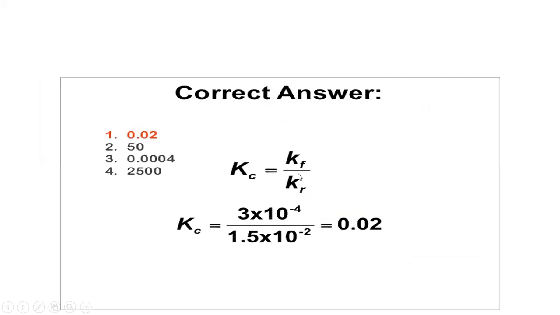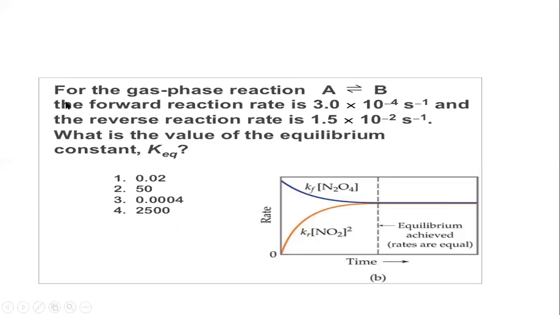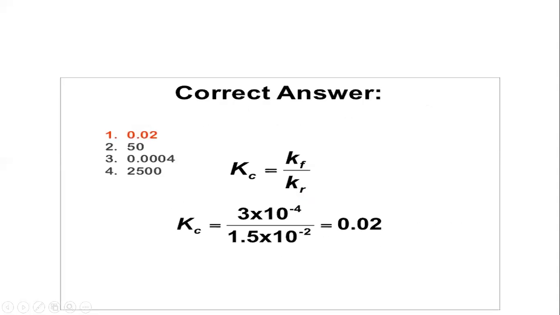So this is the solution. As you can see, Kc is K forward over K reverse. So when you go back to the question, it says that the forward reaction rate is 3 times 10 to the minus 4 per second, and the reverse is 1.5 times 10 to the minus 2 per second. So we are just doing substitutions here. Kc is equal to K forward over K reverse, giving us 3 times 10 to the minus 4 over 1.5 times 10 to the minus 2. So this becomes calculator work where you just punch and get your answer, 0.02.